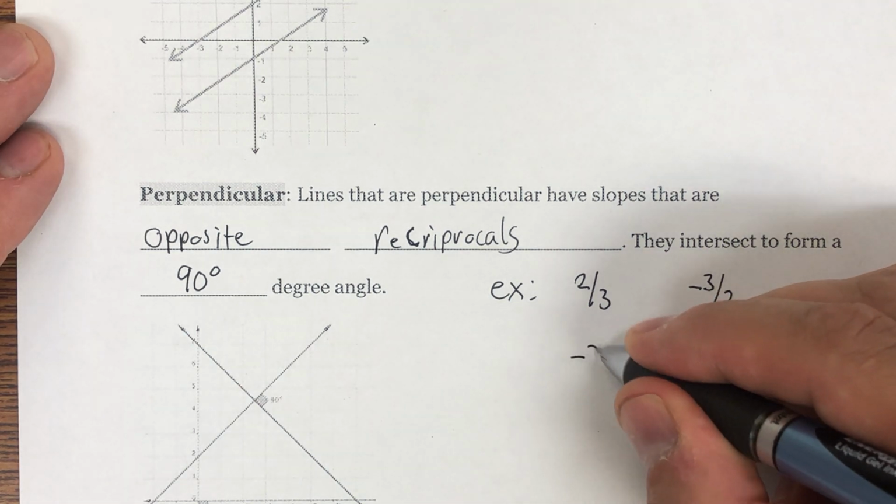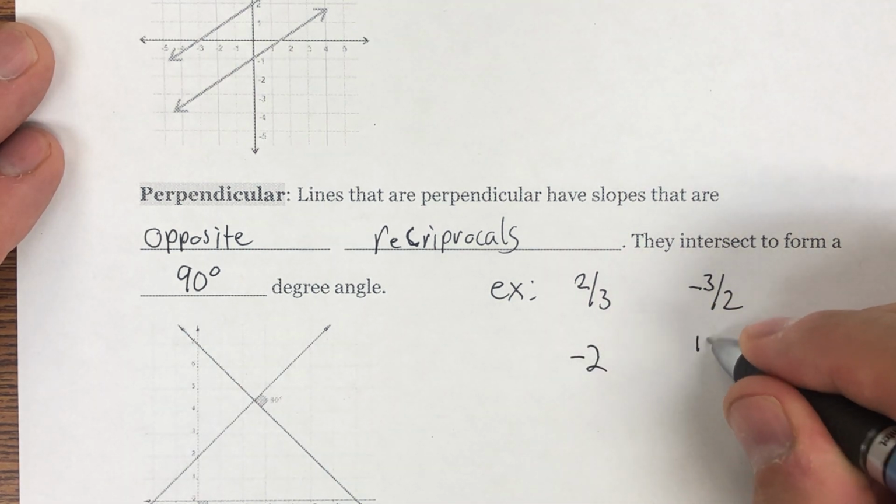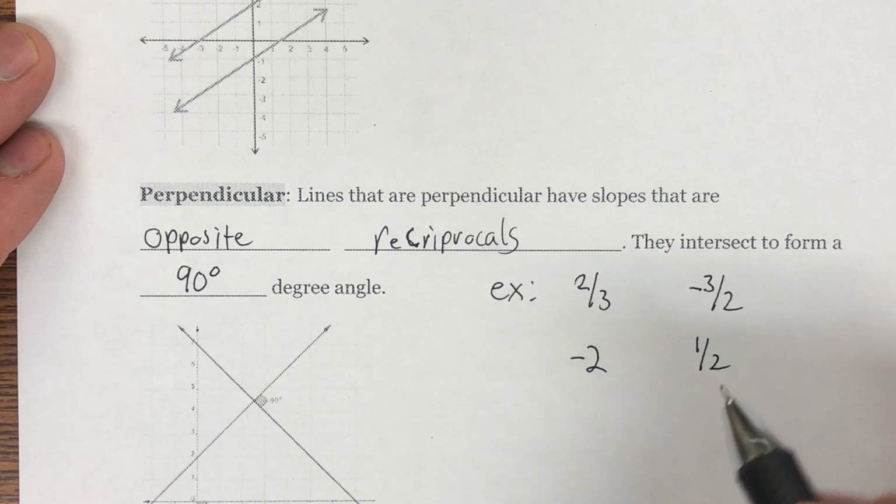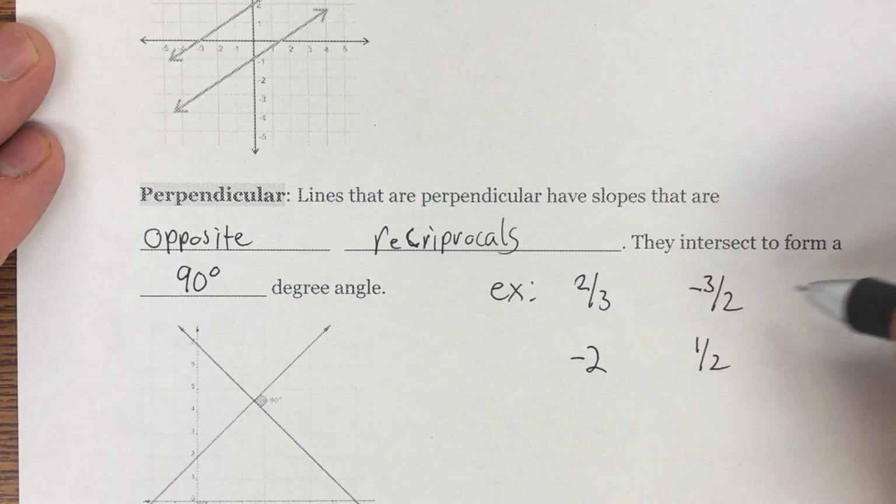Another example would be negative 2 and 1/2. Keep in mind 2 is the same thing as 2 over 1. So these are opposite reciprocals.